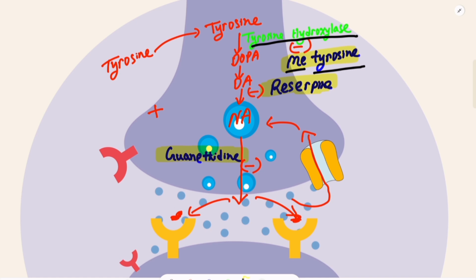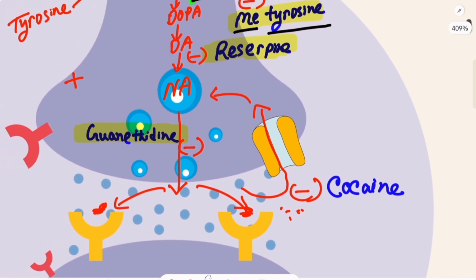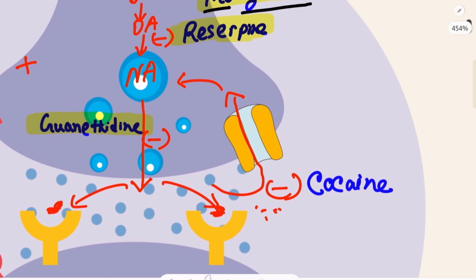Similarly, if we give a drug that inhibits the reuptake of noradrenaline, the noradrenaline does not go back, it will stay here. This will produce more sympathetic action, and the drug that inhibits the uptake of noradrenaline is cocaine. So, cocaine is a reuptake inhibitor. It will increase noradrenaline in the synapse, which will increase sympathetic activity.